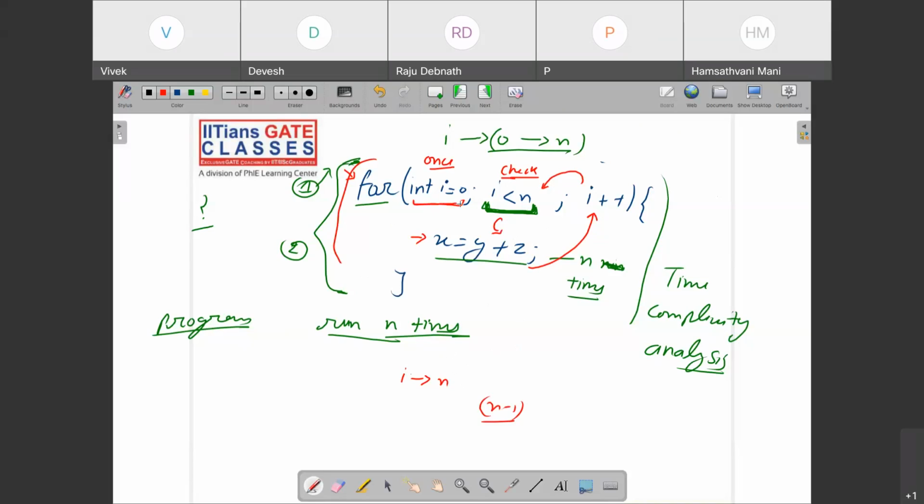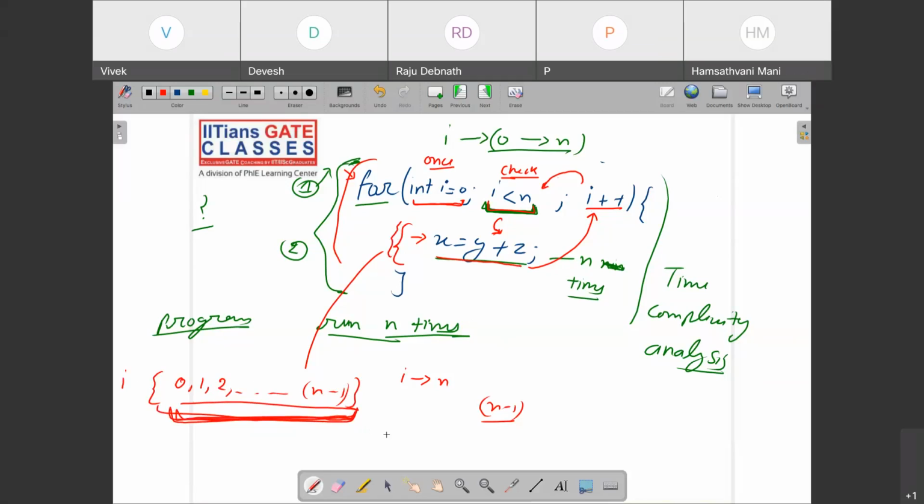Initially, the value of i will be initialized to 0. Then we will check that i is less than n. We will execute this line and increase the value of i by 1. And we will again check the condition and again execute this line. So this line will be executed exactly n times, when the value of i is 0, 1, 2, up to n minus 1. When the value of i belongs to this set only, 0 to n minus 1, then only this line will execute.